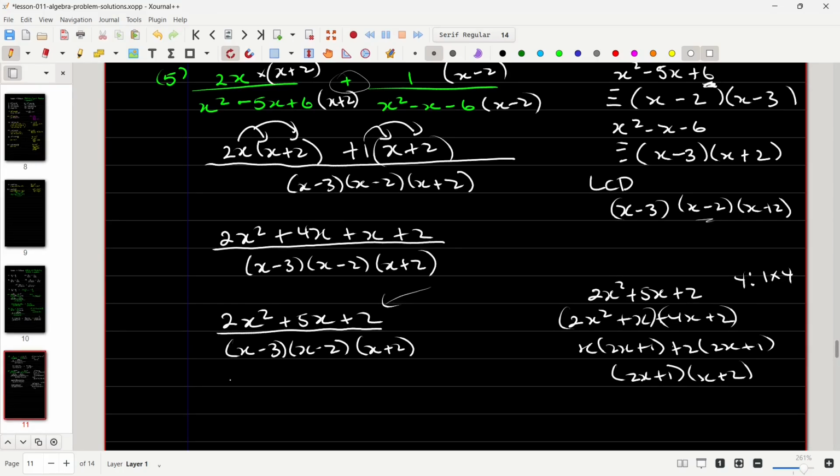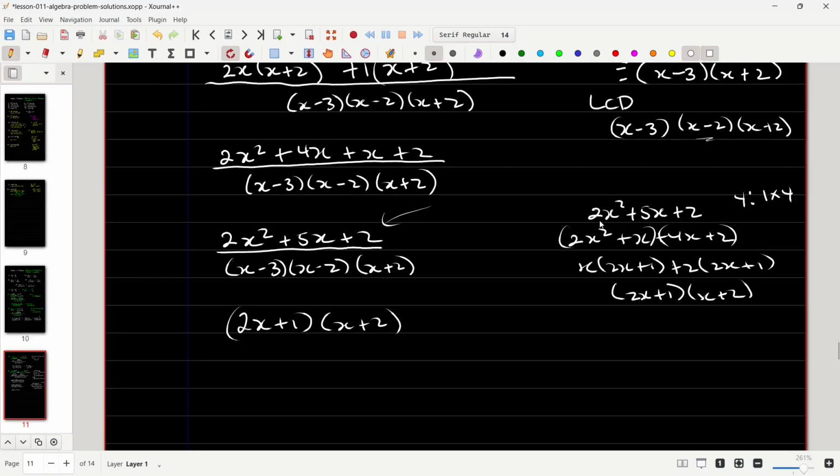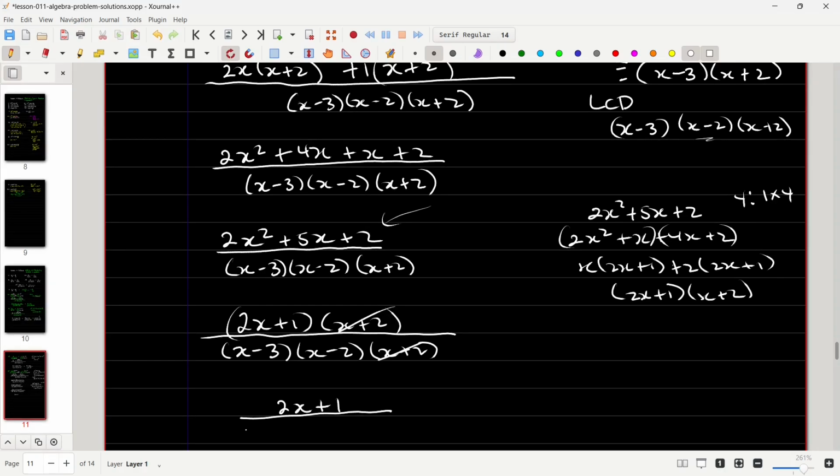So right on top, we're going to have (2x plus 1)(x plus 2), and then we're dividing that by (x minus 3)(x minus 2)(x plus 2). So this can cancel off with this, and we'll remain with 2x plus 1 all over (x minus 3)(x minus 2). And that's the final answer.